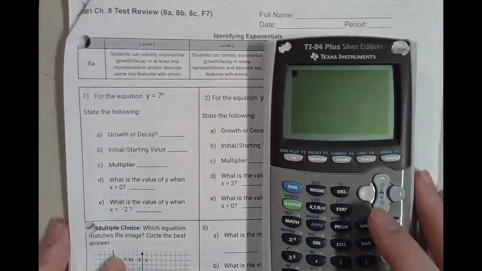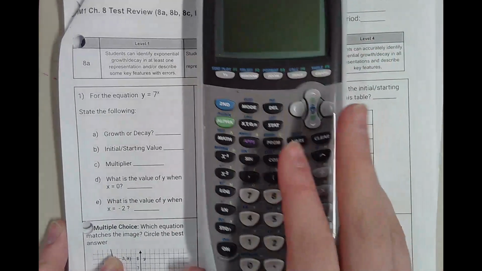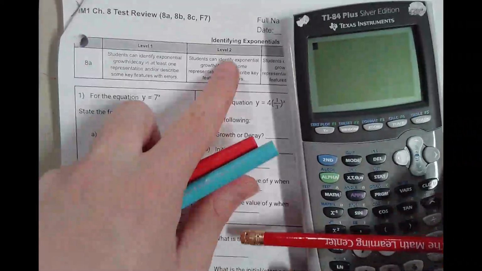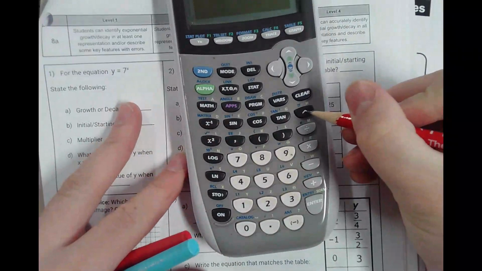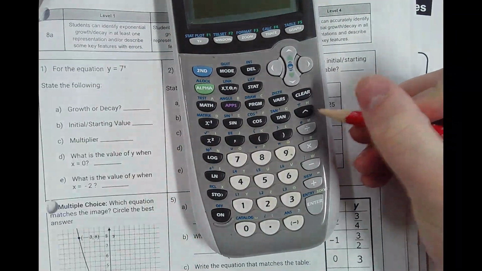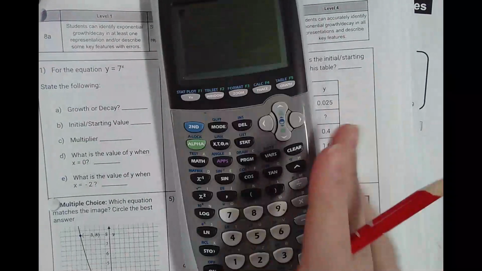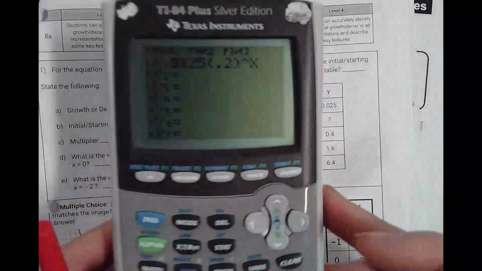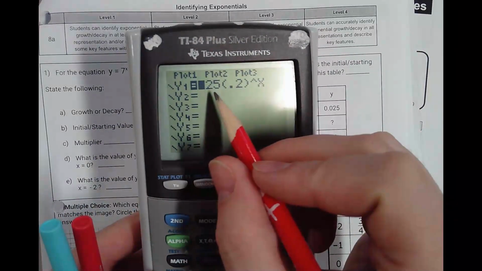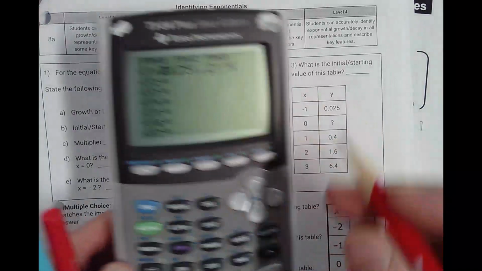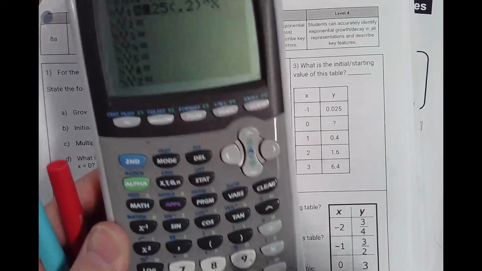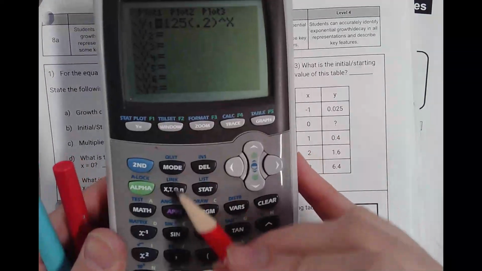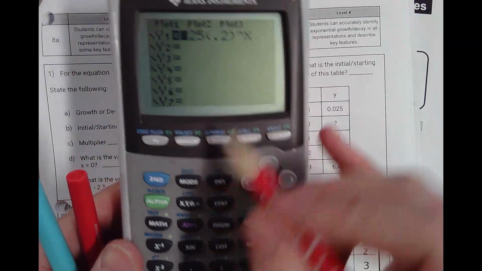A couple things to point out: when we're using our graphing calculators, make sure to locate the exponent button since we are doing exponentials. The exponent button will be right here. You also need to find the X button if you're ever going to use the graphing function. For example, if you're going to graph the equation 125 times 0.2 to the power of x, you'll need to find the exponent button and also the X button.